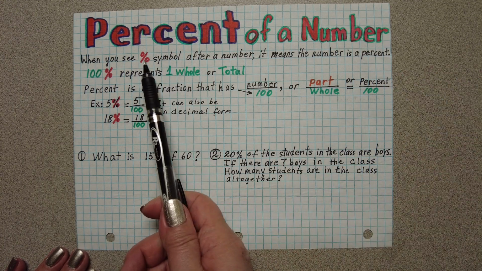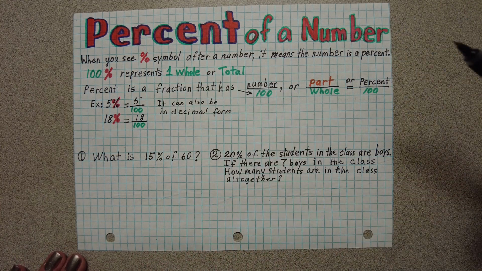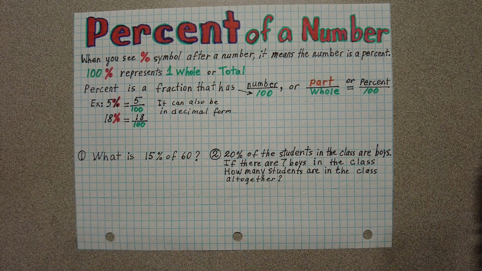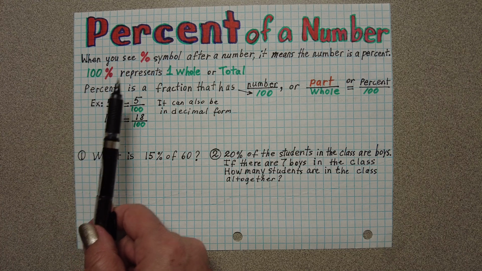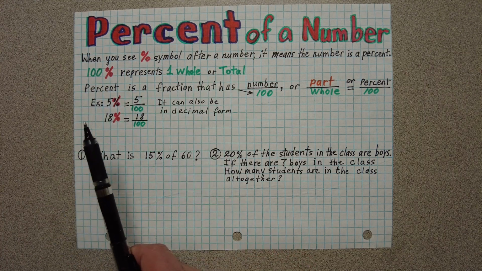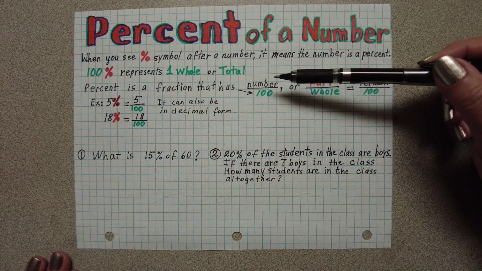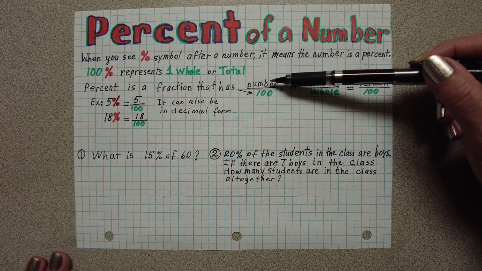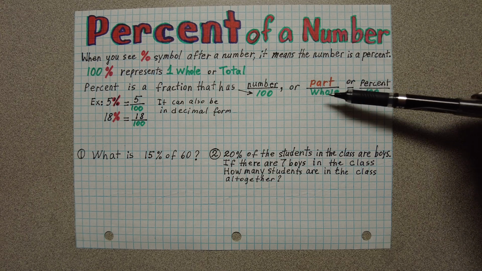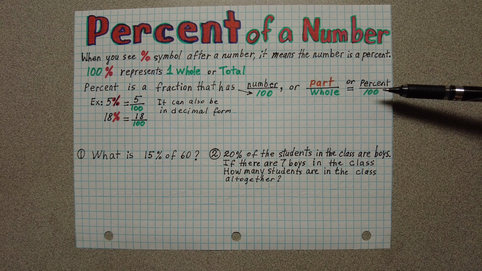When you see this symbol after a number, it means the number is a percent. We call it 100% if it's the total, if it's the whole. So 100% represents one whole or total. Percent is a fraction that always has 100 on the bottom, and any number can be on top, or part over whole, this is the same thing, or percent over 100.